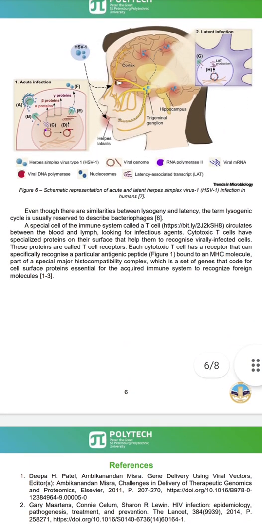Okay, even though there are similarities, a special cell of the immune system called the T cell. Cytotoxic T cells have a special protein.